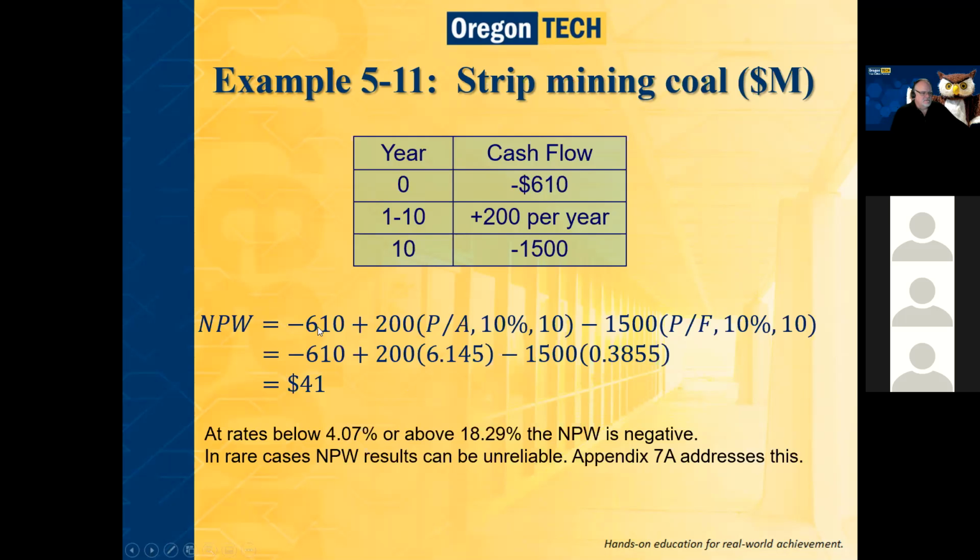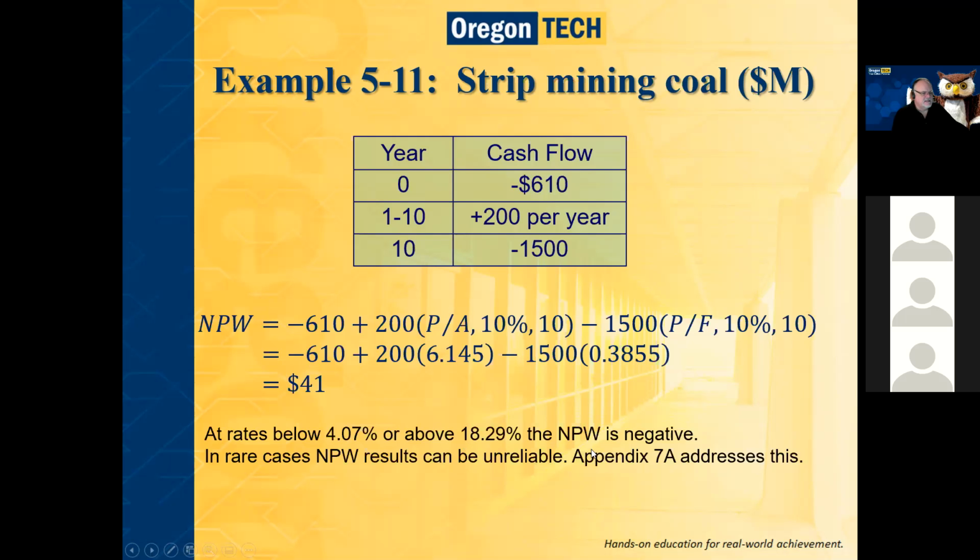Net present worth is minus 610 today plus $200 per year in years 1 to 10. Basically, it's an annuity for 10 years that you're getting in. At the end of it, you have to pay 1.5 million. So the present value of that future payment at 10%, which gets you here.